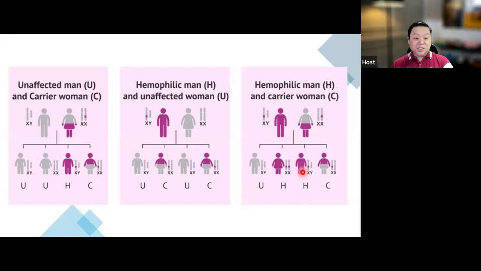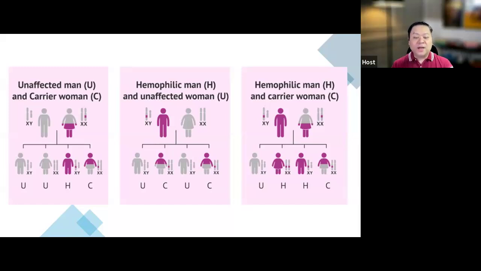Now, since males have one X and one Y chromosome, if they inherit the X chromosome from the mother who carries the hemophilia mutation, they will become hemophilic. And so this outcome will usually occur in about 25% of the male offspring. Now let's move into the daughters here.